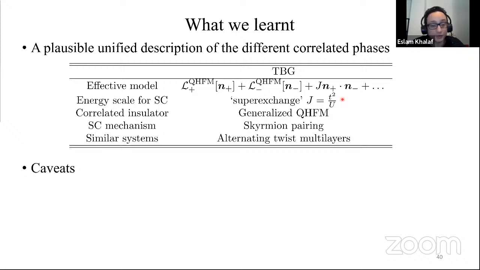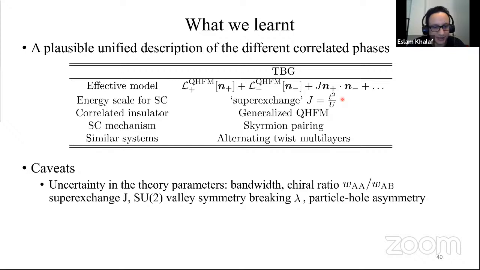One of the main caveats is that we have large uncertainty about theory parameters. Something like the bandwidth: we get a relatively small bandwidth from the non-interacting model, but once we add interactions, it leads to renormalizations of this bandwidth. And this renormalization depends on a lot of model parameters. So we can actually be in either strong coupling or intermediate coupling, while most of this theory assumes strong coupling, where the bandwidth is much smaller than the interaction.